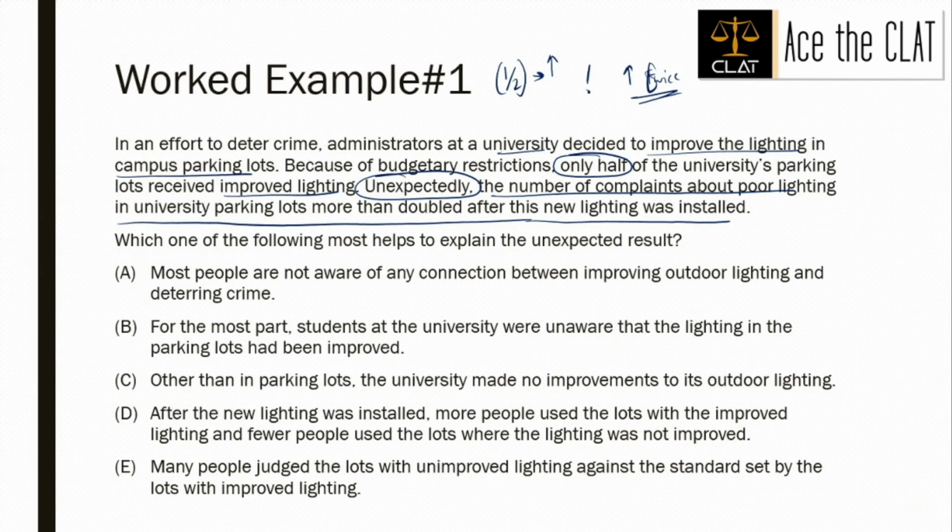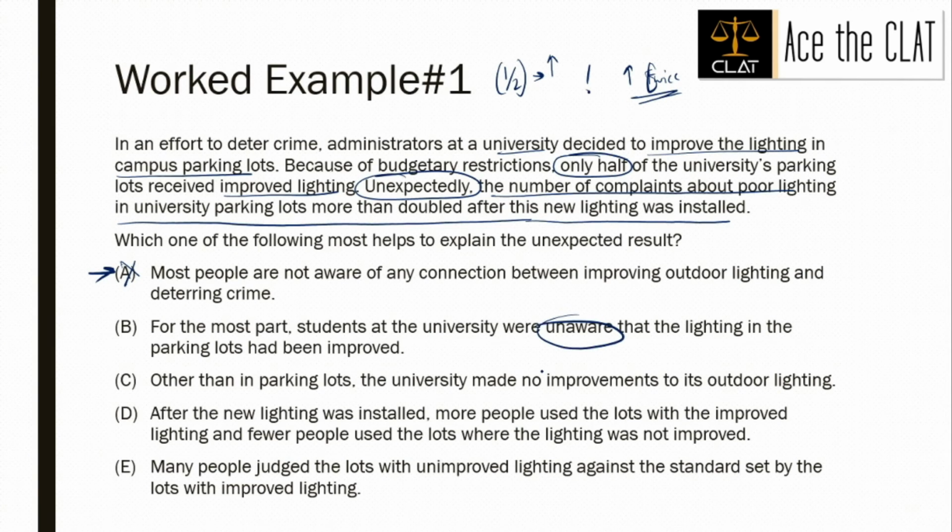ठीक है. Let us go to option A. Option A says most people are not aware of any correlation between improved lighting and deterring crime. Well, guys, deterring crime was the objective of the administrators to improve the lighting, but it does not fit into our paradox, right? Our paradox was that half of the university's parking lots improved the lighting. Even after that, number of complaints rose. Most people are not aware of any connection between improving outdoor lighting and deterring crime. This is not the answer over here because it is irrelevant, or I would say it has no effect.